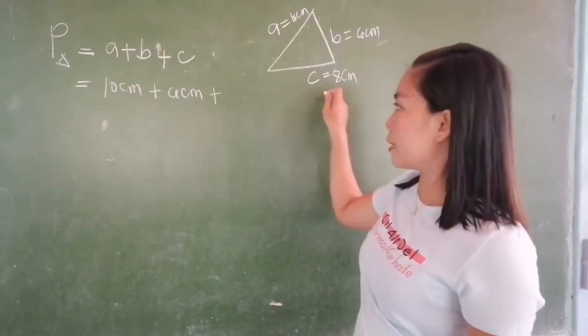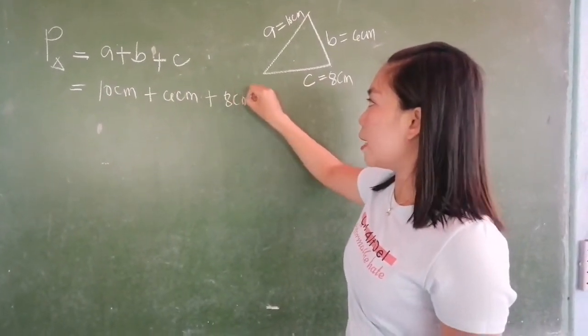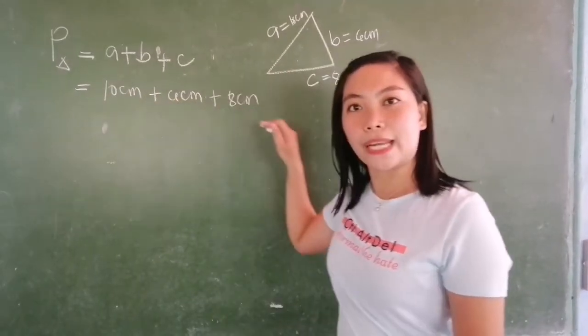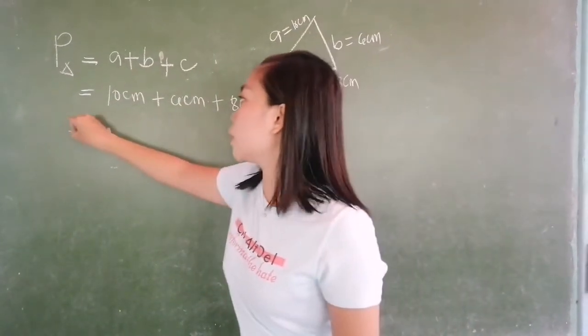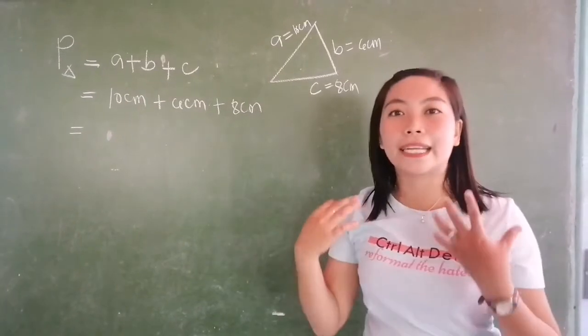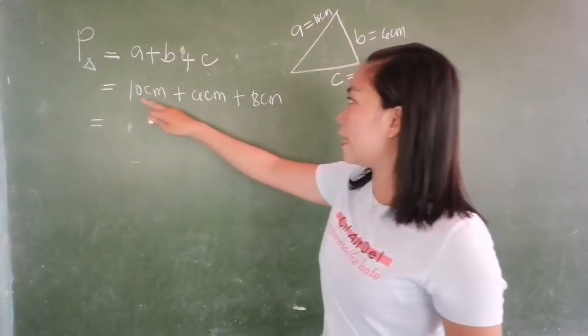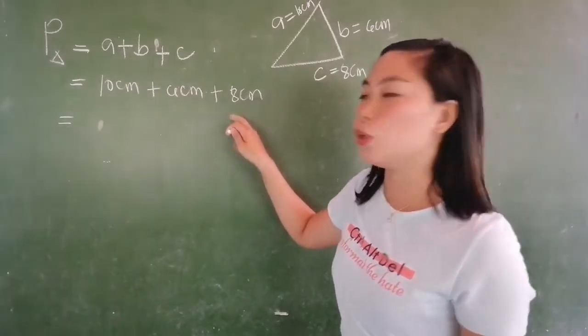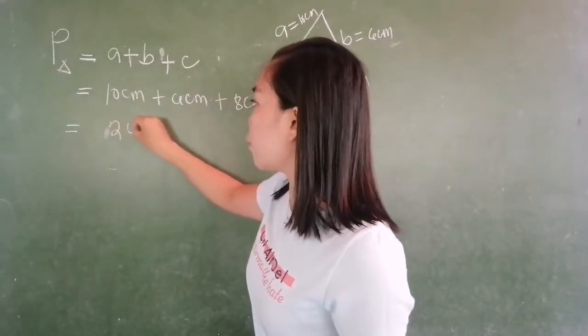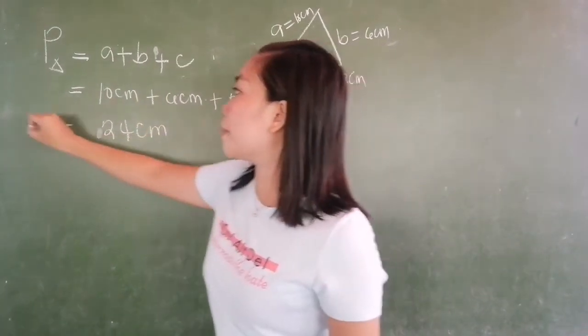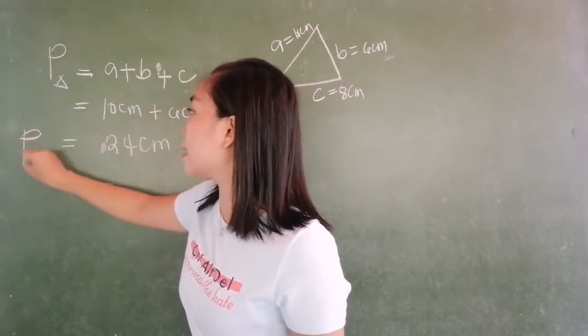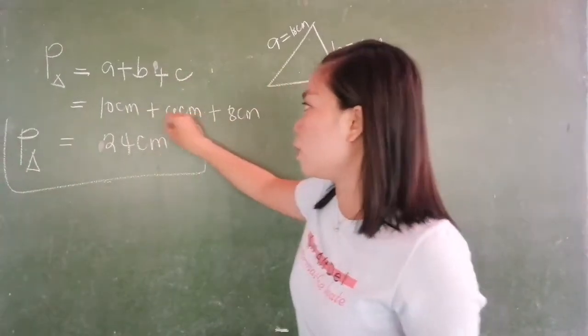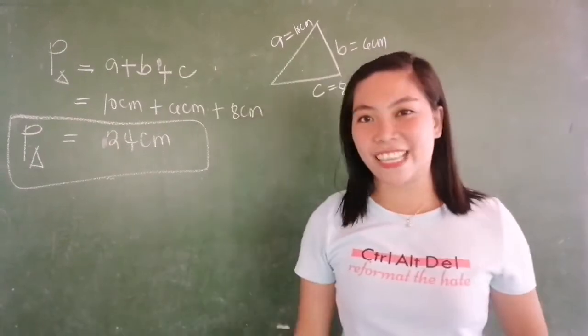And the value of C is 8 centimeters. Then, na-substitute na po natin lahat. Then, what we're going to do next will be adding them together. So, 10 plus 6, that is 16, plus 8, that is equal to 24. Therefore, the perimeter of a triangle is equal to 24 centimeters.